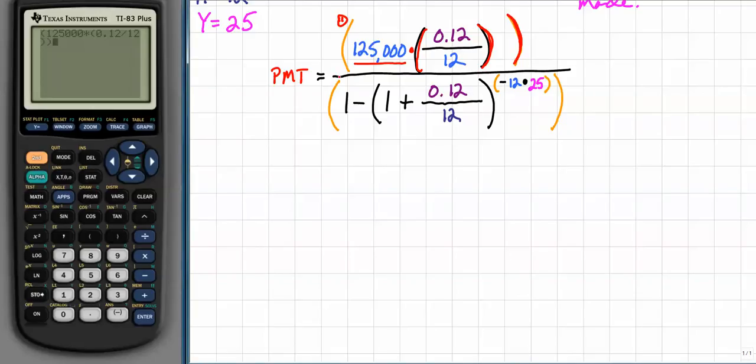Then we need to put in the division symbol or fraction symbol. A fraction bar is the same thing as a division, so we type in the division symbol. Notice that I will then open this set of parentheses here. Then I will type in this 1 minus. There's another set of parentheses here, so I'll open that. And then I'll type in this 1 plus.